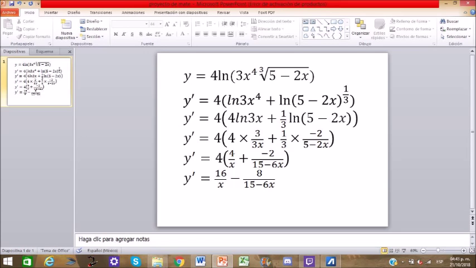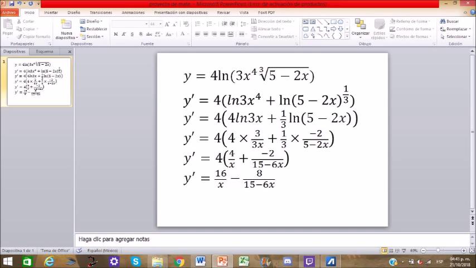So now for the next step, what you should get is the derivative of y equals 4 times, in parentheses, 4 natural log of 3x plus 1/3 times natural log of 5 minus 2x. And now what we're going to do is get the derivatives of the natural logs.